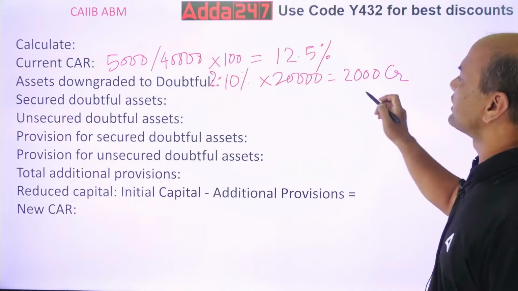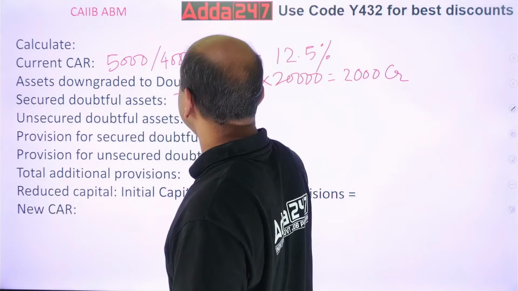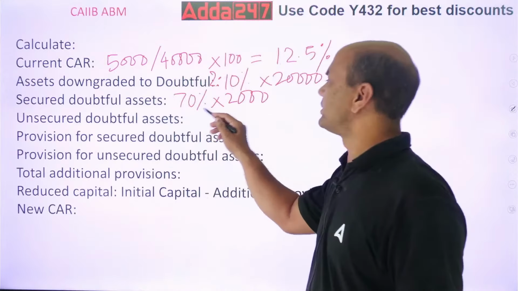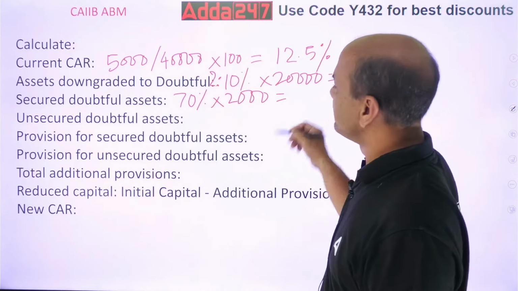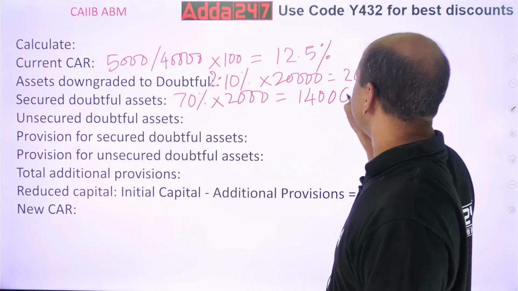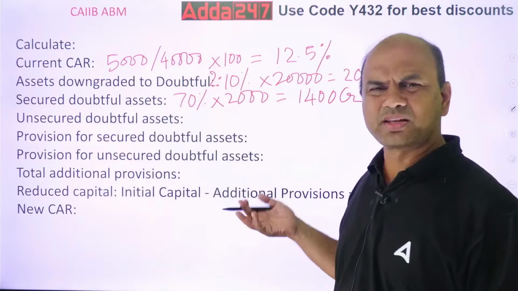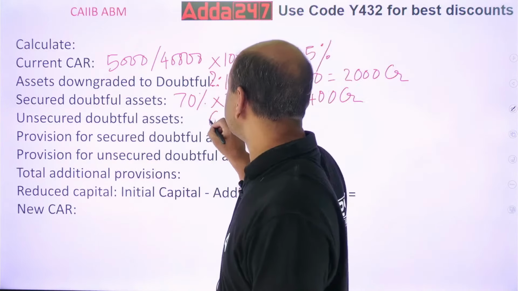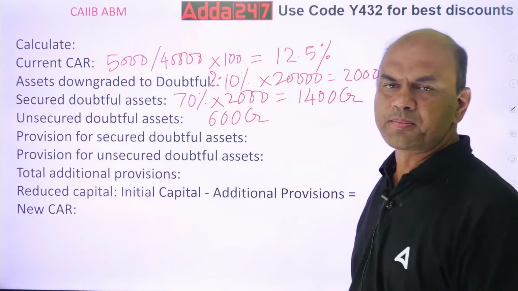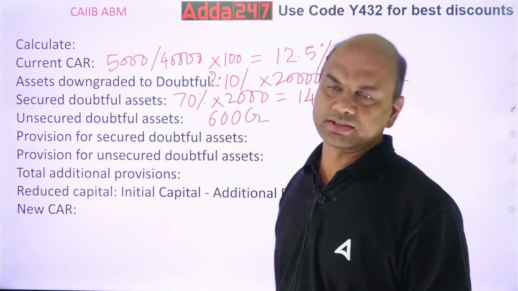How many of them have been converted to doubtful? 2,000. So the secured portion will be 70% of 2,000, which is 7 times 2 is 14, so 1400 crore. This is secured doubtful assets. What is unsecured then? Simple, the remaining one, 600 crore, because 2000 minus 1400. So 600 crore is my unsecured doubtful assets.